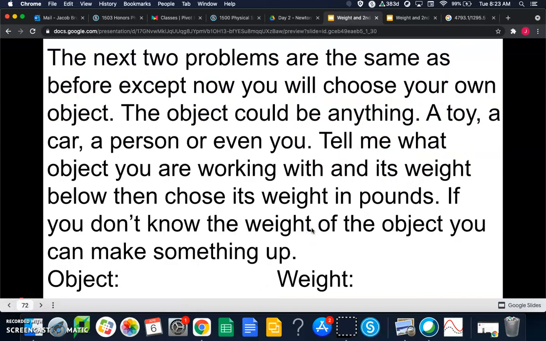And then for the next two problems, you're going to pick an object. So you're just going to make something up, right? Maybe you want it to be your friend. Maybe you don't want the object to be a person. Maybe you want to just think of something like a ball or a toy, or it could be anything really. But you'll write the name of the object here, and then you'll estimate its weight right here. If you don't know, just guess. It doesn't really matter.